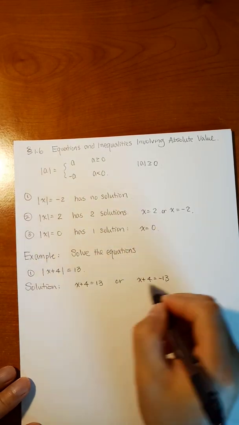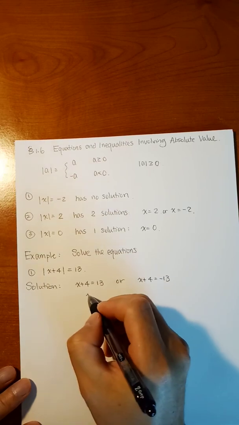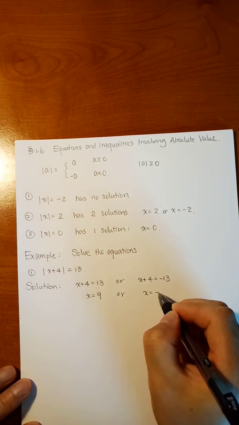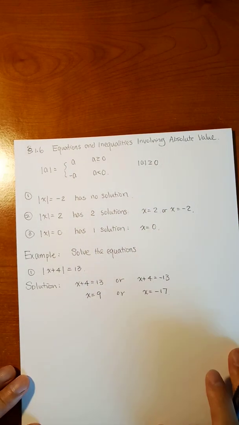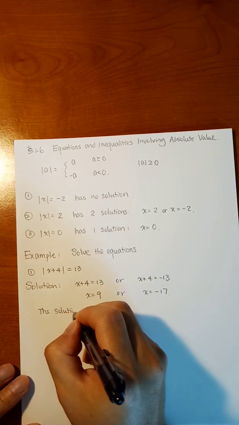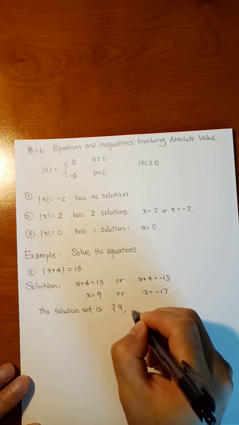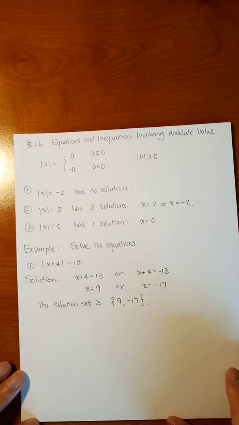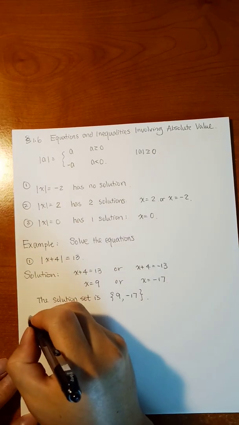Okay, and then you have two linear equations. You know how to solve a linear equation. Just move 4 to the other side. You will get x is 9 or x is -17. -13 minus 4 is -17. So the solution set is 9 and -17.